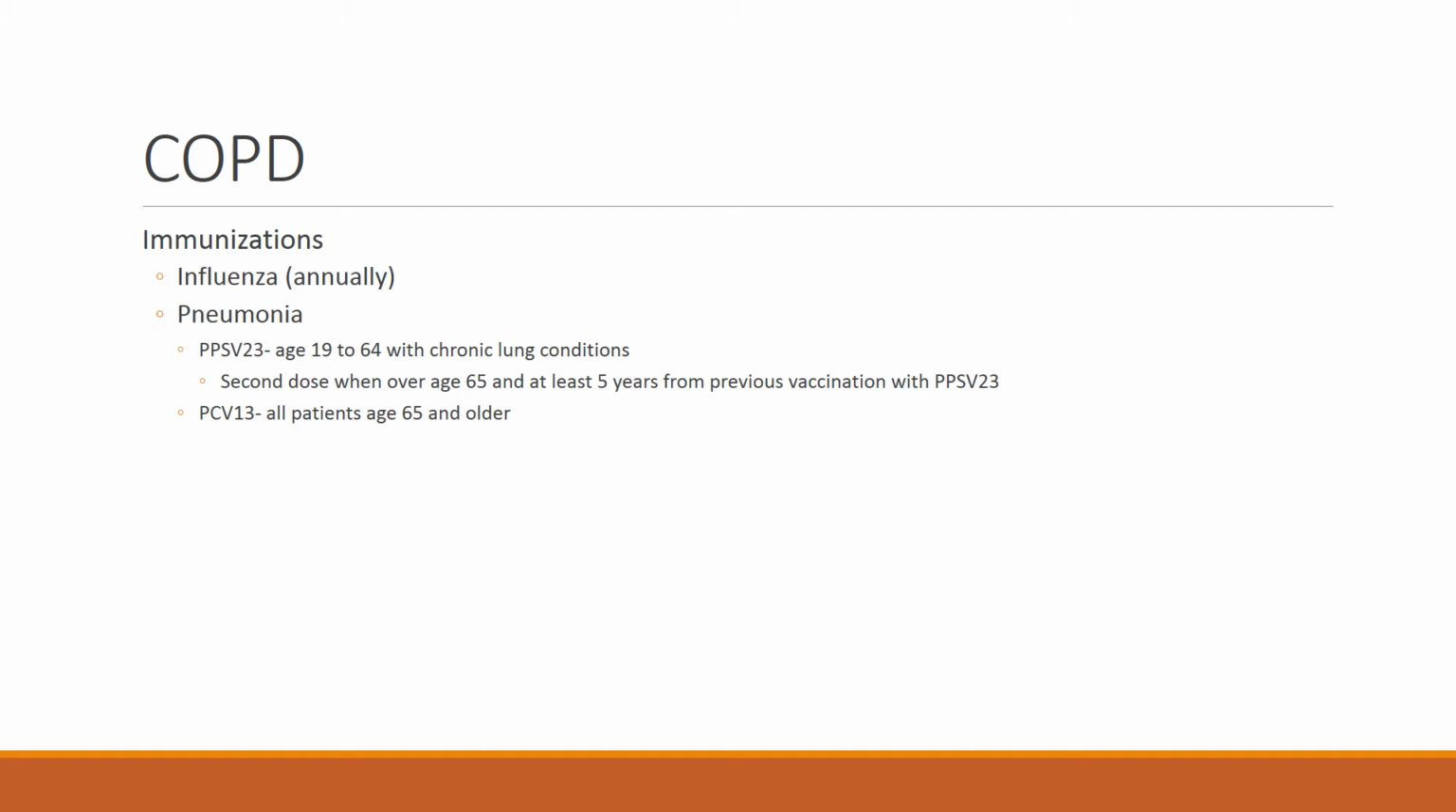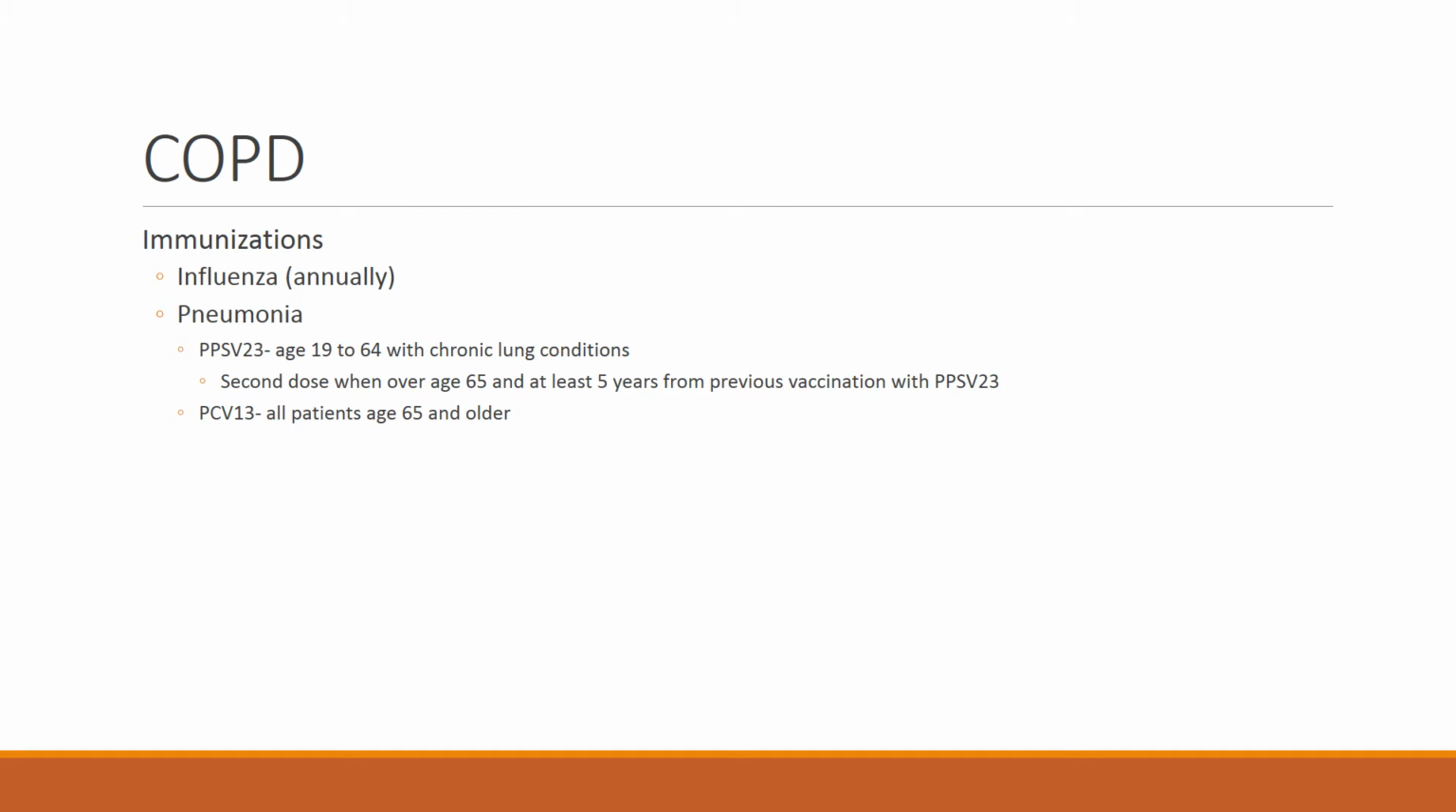So sometimes, like I said, that gets confusing, and the thought out there was every 5 years, every 10 years, and that's not true. The FDA and the ACIP have gone and complicated things for all of us and also now recommended the PCV 13, so Prevnar 13, for all patients age 65 and older. And obviously that's probably going to be a lot of our COPD patients.